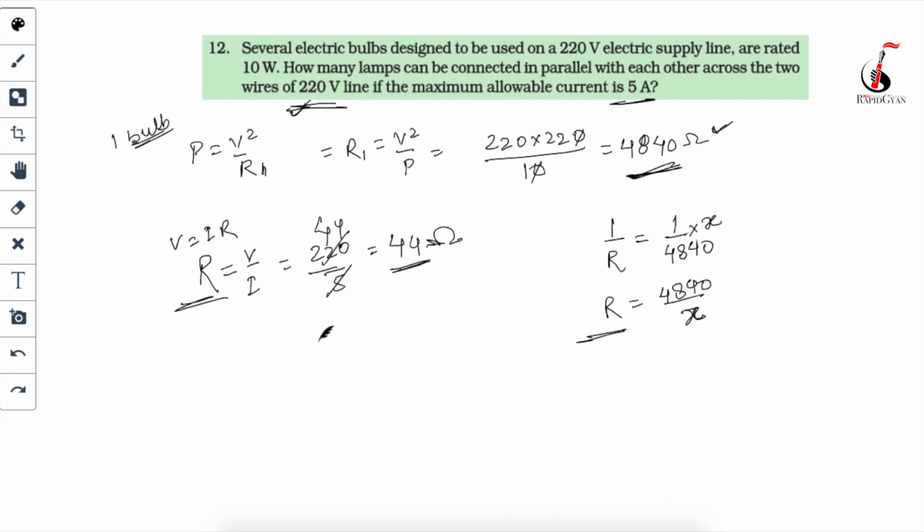So I can write that 44 is equal to 4840 divided by X. Now cross multiply, you will get X is equal to 4840 upon 44. If you divide it, you will get 110. So your answer is 110 bulbs. Hope you guys understand this. Okay, so let's go to your next question.